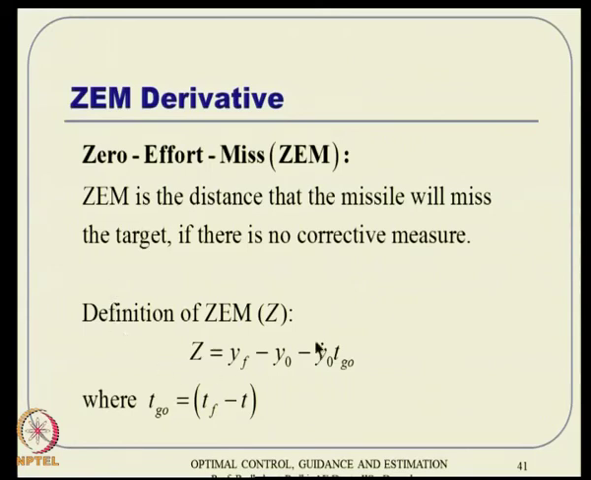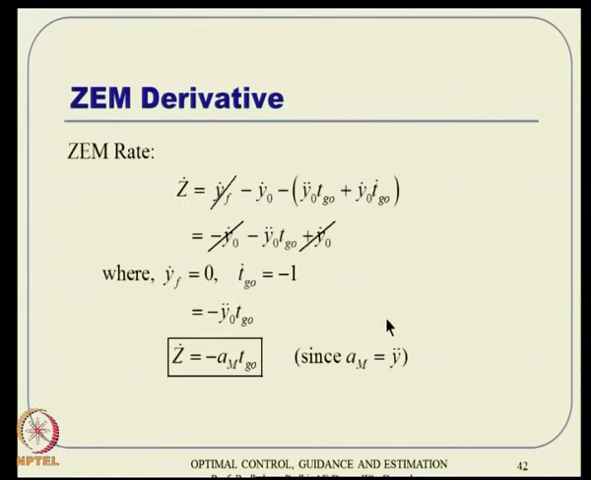Mathematically, the ZEM can be interpreted like this: yf minus this term. Y naught plus y naught dot times T go is the predicted yf, and hence z is nothing but yf minus this quantity. So, what is the ZEM rate? That is what we want to impose as a system dynamic equation. So z dot is this, where you assume that yf is a fixed quantity, so yf dot is 0.